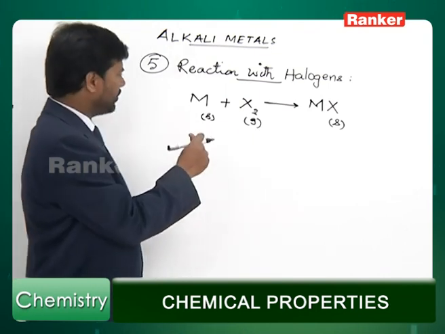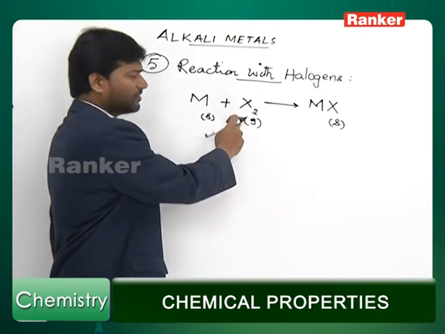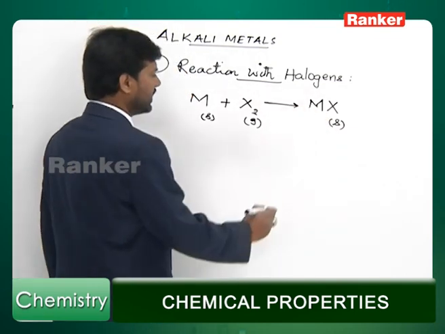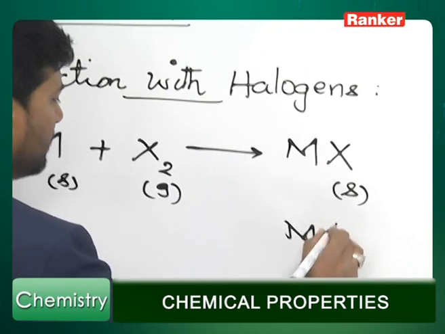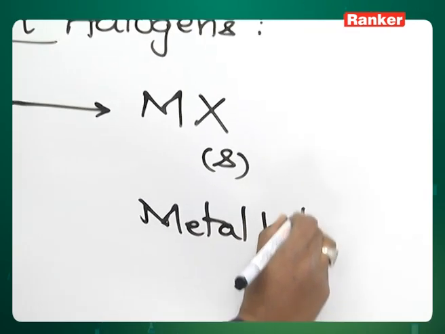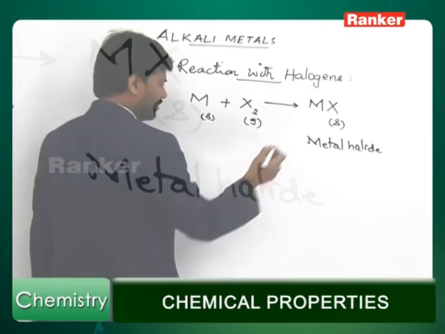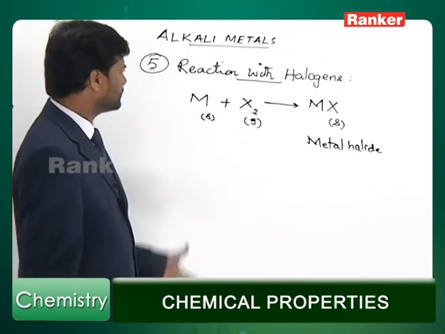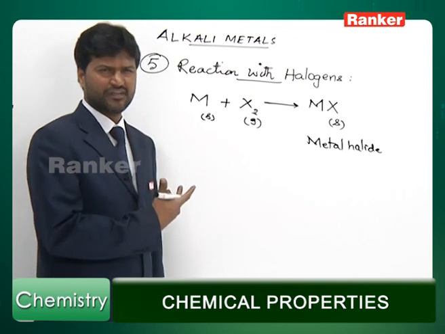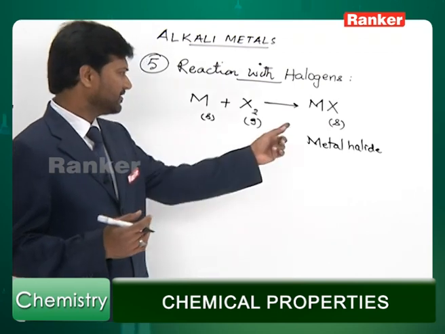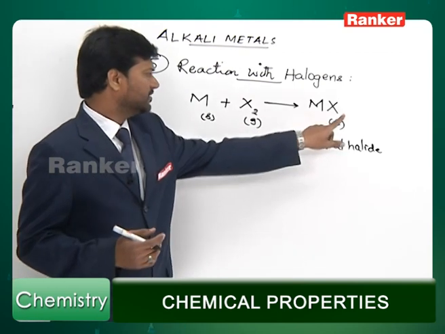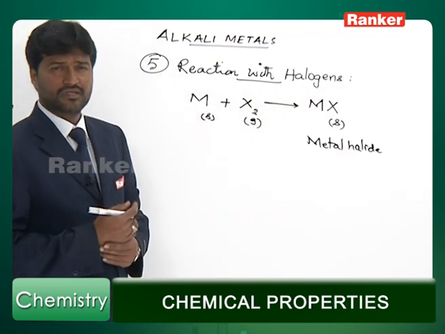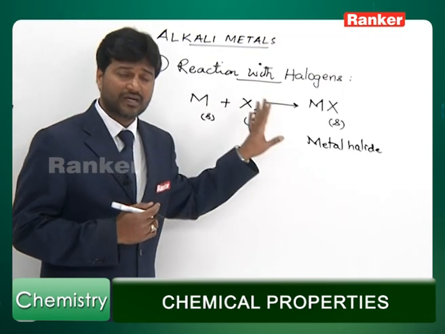There is no exception. All the alkali metals react with all the halogens and the type of compound formed is MX. This is an ionic metal halide, alkali metal halide. All are ionic compounds. That's all about reaction with halogens. It's a very simple reaction. They react in this ratio and you get a 1:1 compound, MX type of compound. They are predominantly ionic compounds.